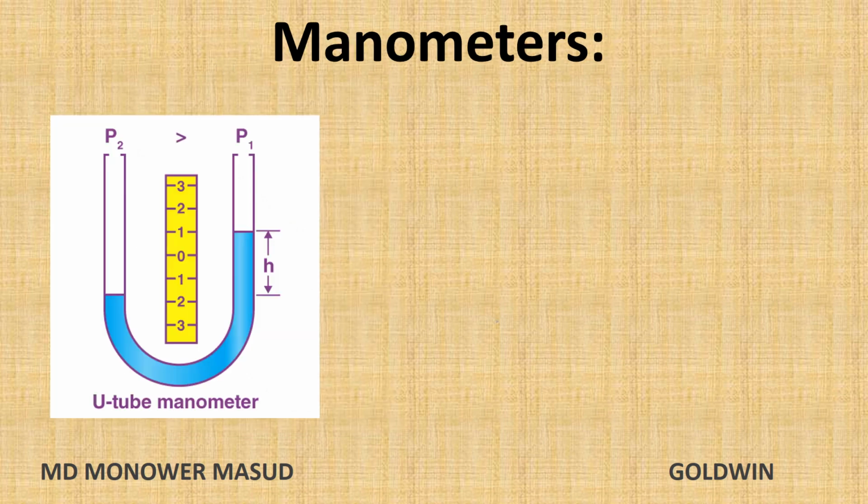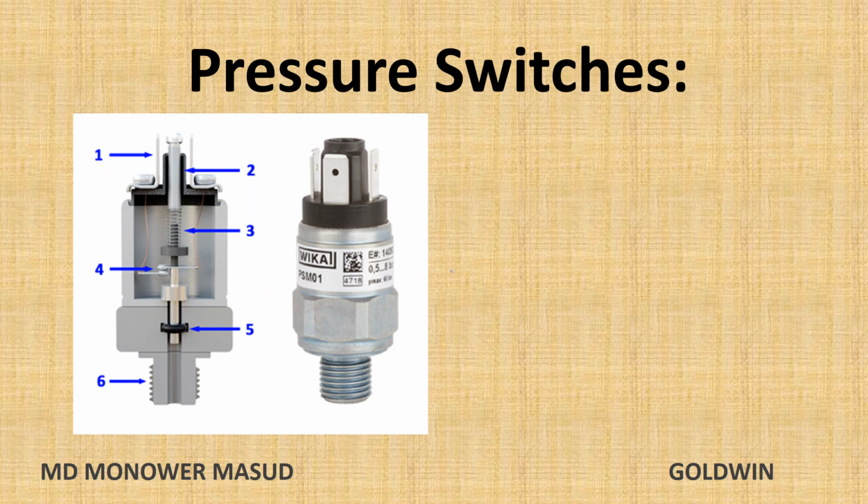Manometers. These are devices used to measure the pressure of liquids and gases. They often use a column of liquid to indicate the pressure by the height of the liquid column. Pressure switches. While not strictly indicators, pressure switches are devices that trigger an action, like turning a pump on or off, when a set pressure threshold is reached. They typically have an indicator to show whether they are open or closed.